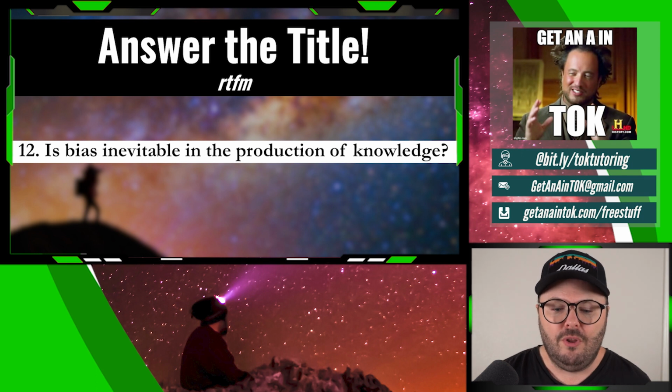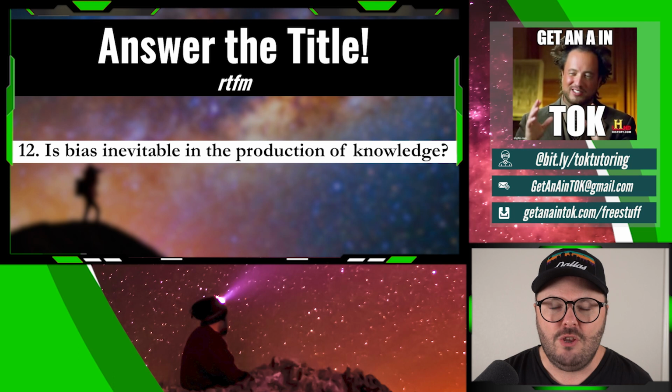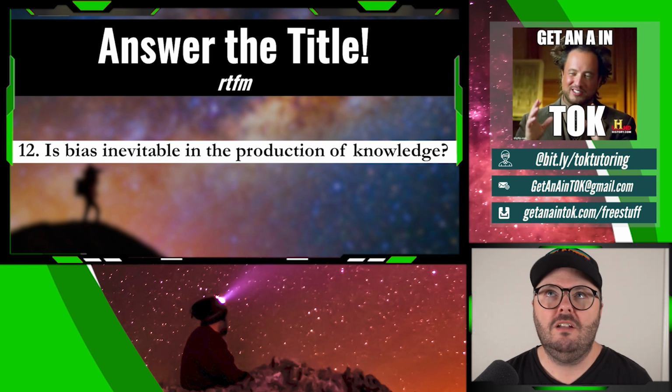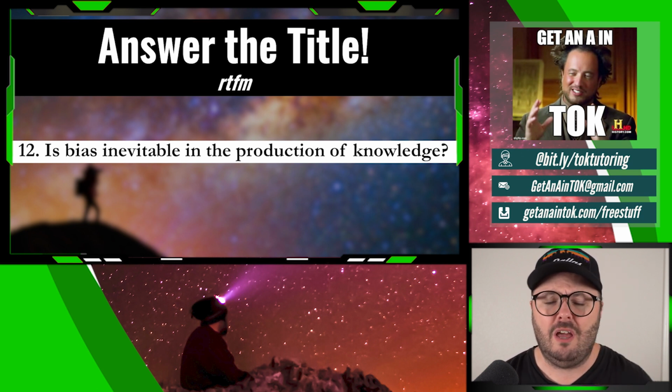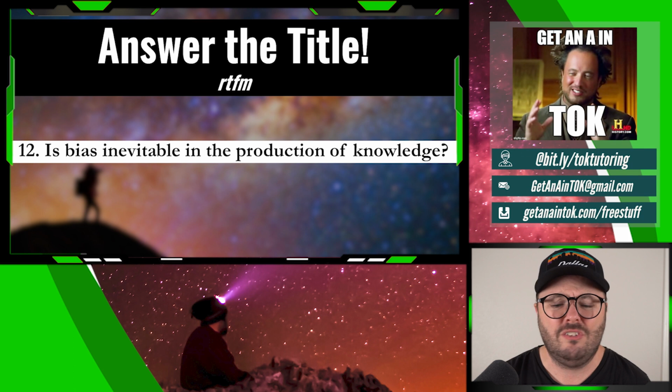So for example, is bias inevitable in the production of knowledge? If you have stupid examples, but they're about bias, you'll score 1 or 2. You might get a 3, okay? But if the question is about bias and the production of knowledge, and you talk about your opinion that your brother stole your Pokemon card, and that's an example that I read from somebody, and that was totally fine, but it wasn't this one.